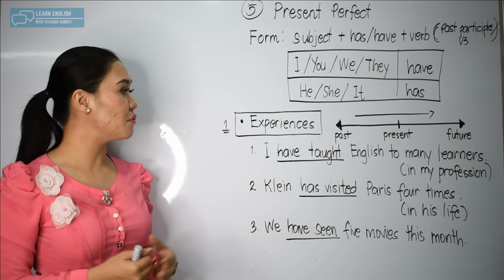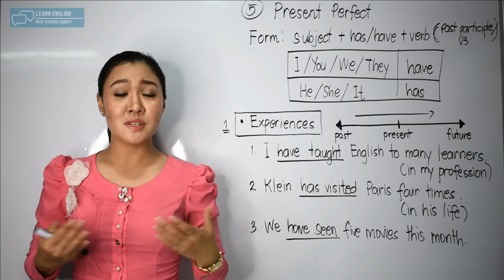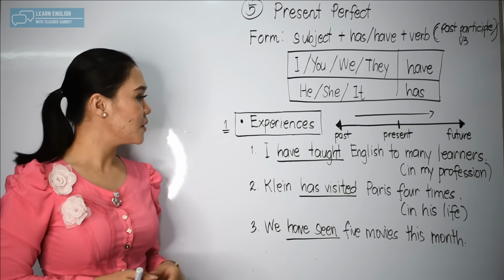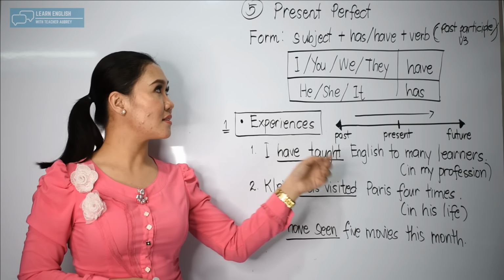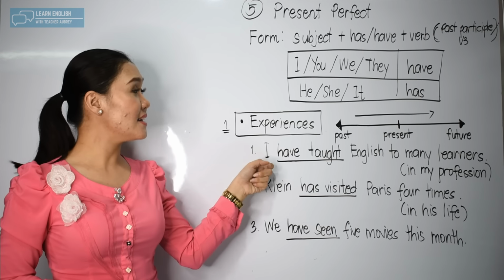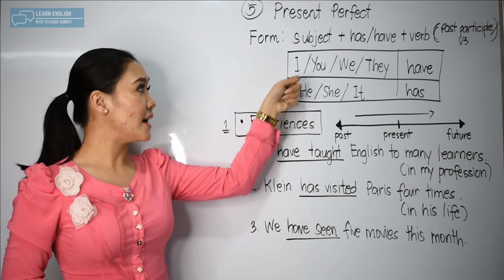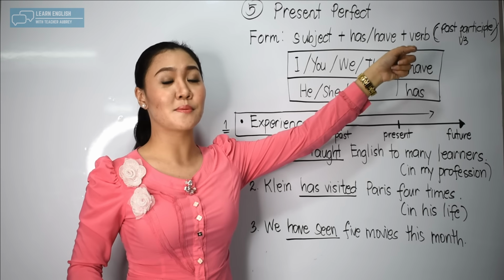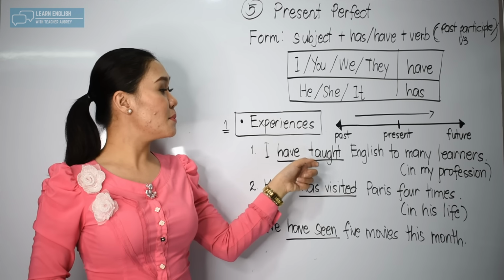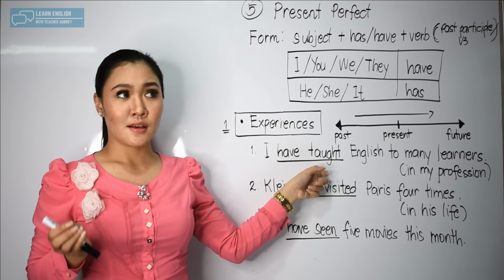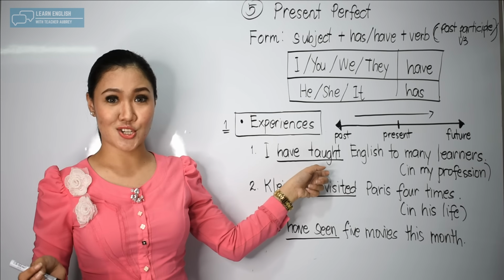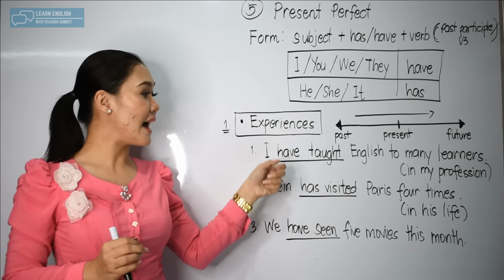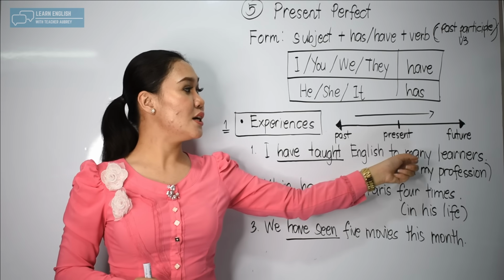Ang una ay ginagamit siya for experiences. Anong ibig sabihin ng experiences? Mga karanasan. Okay? Let's look at the examples here. The first one is, I have taught. Balikan natin yung formula kung nasunod ba. I is the subject. Since we use I, ang ginamit natin ay have. I have. Plus the verb in past participle or the V3. And the verb in past participle here is taught. The present tense of taught is teach. The past is taught and the past participle is taught. That's why we have, I have taught English to many learners.